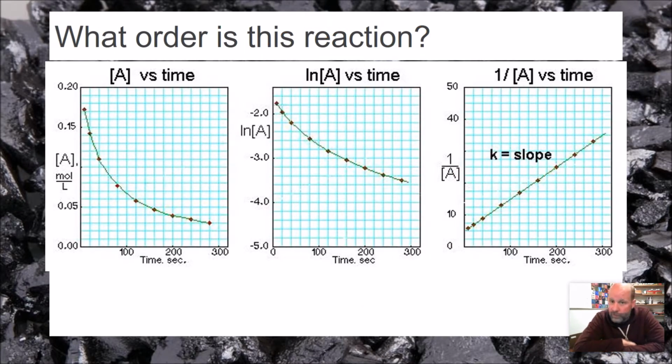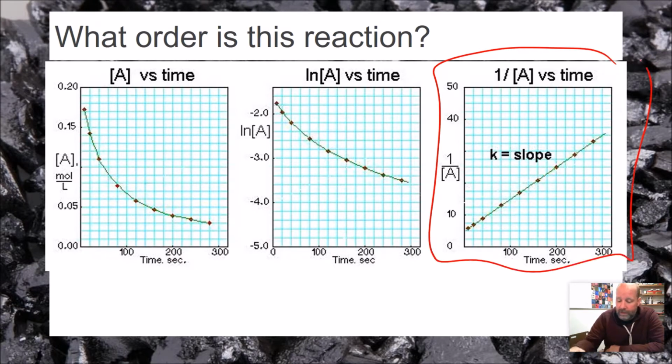Here's another one. What order is this reaction? You don't even need to pause the video. I'll just wait a second and you'll go, it looks like it's second order, Mr. Powell. And you'd be right because this one over here is linear. See how these two have a curve? The third one is linear. The one that's linear tells you what order the reaction is. It's convenient to make these 3 graphs to determine very quickly what order the reaction is. And we'll do this with a reaction that we do in class.